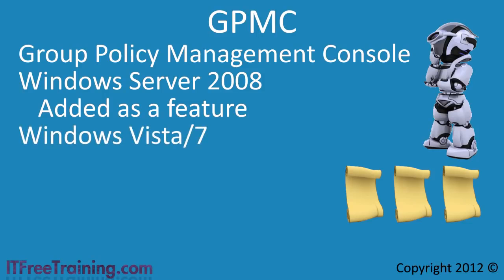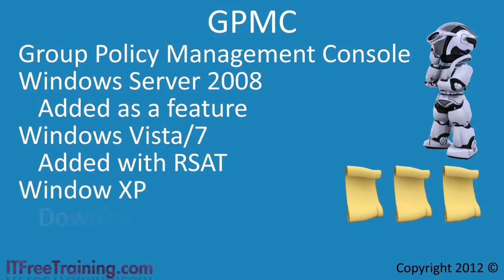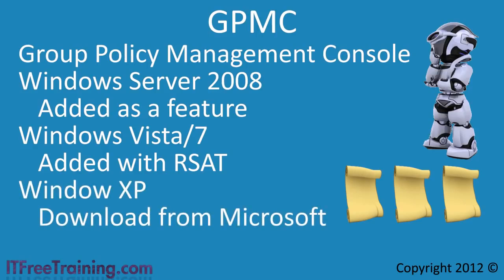In Windows Vista and Windows 7, GPMC is a part of the Remote Server Administration Tools, downloadable from the Microsoft website. With Windows XP, you can download the GPMC as a standalone install from Microsoft. This will give you the ability to modify group policy depending on which operating system you are running, but group policy also has configuration files that define the settings used in group policy.